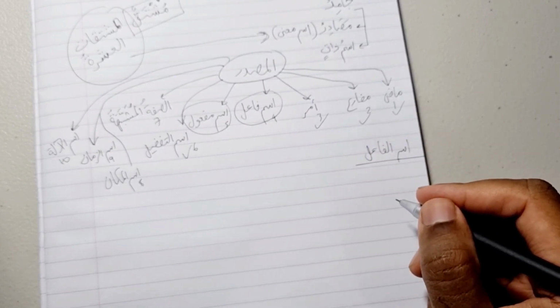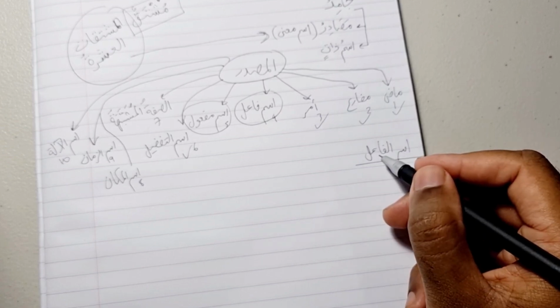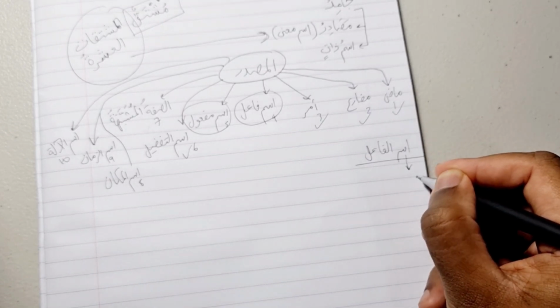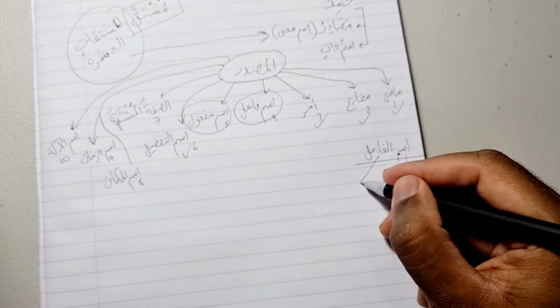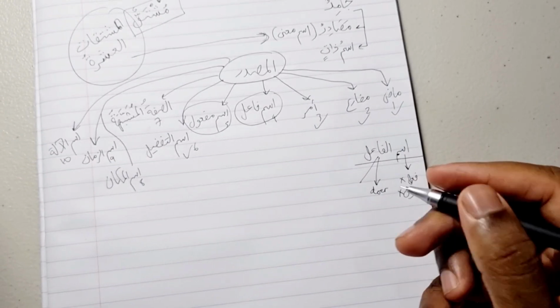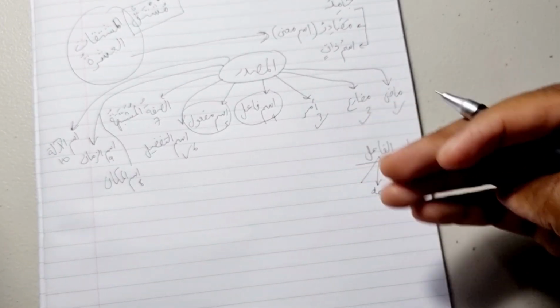Ismul Fa'il. What is Ismul Fa'il? Firstly, it's an ism, and it indicates the fa'il. So when we say ism, it's not going to be a fi'l, and it's not going to be a harf. And when we say fa'il, the fa'il is the doer. The doer is the person or the thing that is going to perform an action.